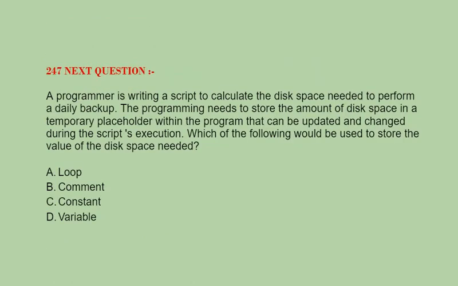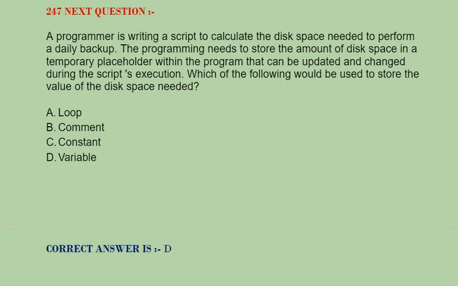Question is a programmer is writing a script to calculate the disk space needed to perform a daily backup. The programmer needs to store the amount of disk space in a temporary placeholder within the program that can be updated and changed during the script's execution. Which of the following would be used to store the value of the disk space needed? Option A loop, option B comment, option C constant, option D variable. Correct answer is option D.